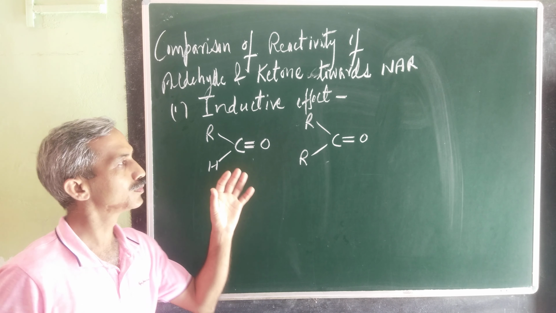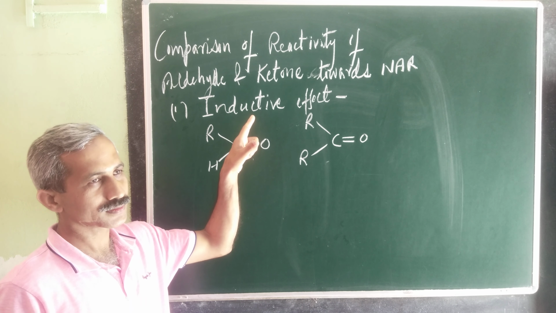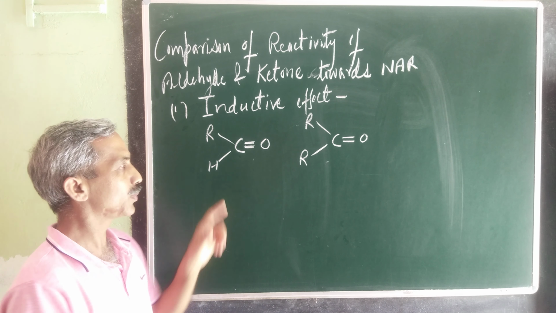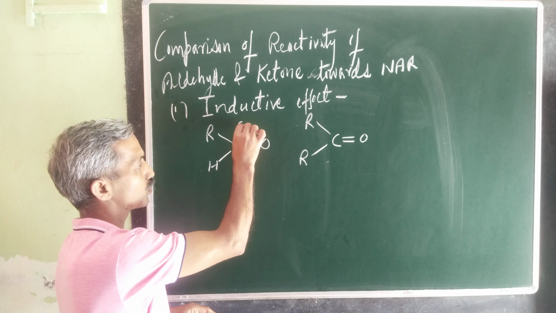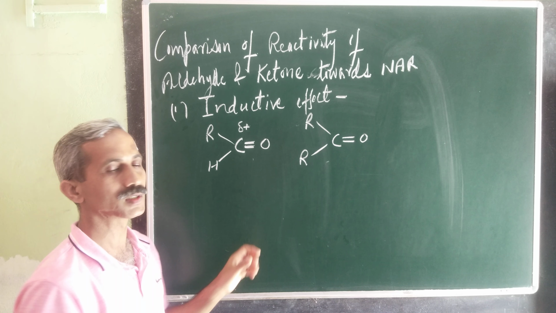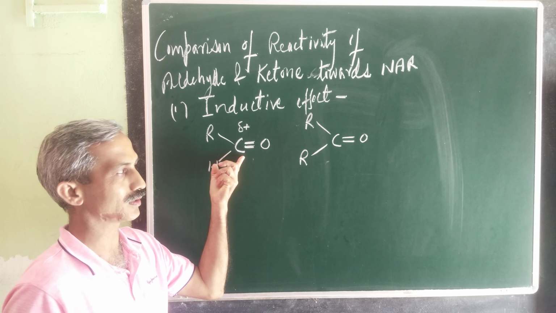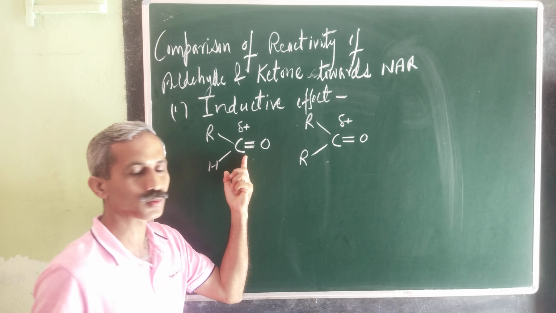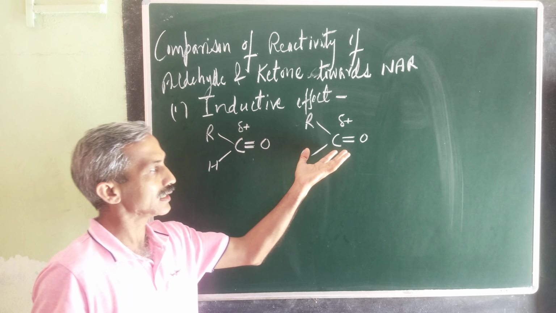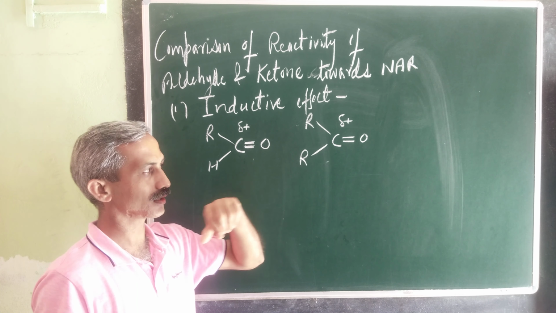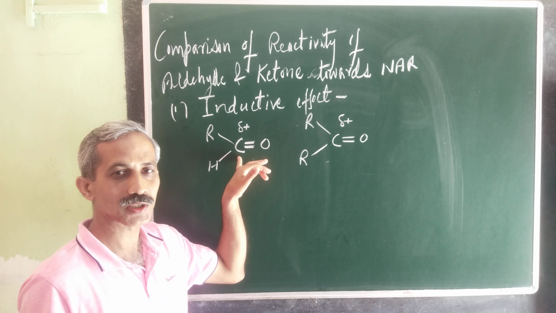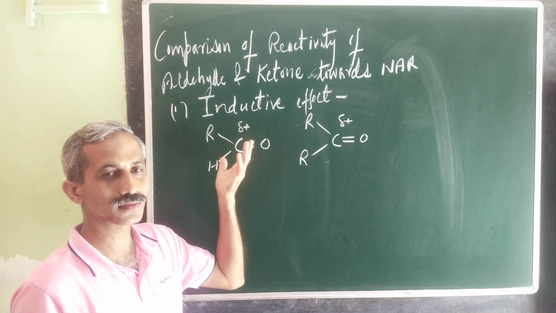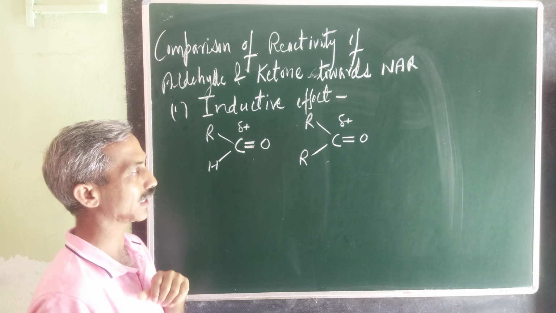We know the chances of the attack of nucleophile on carbonyl carbon depends upon the partial positive charge present on carbonyl carbon, and the magnitude of partial positive charge on this carbonyl carbon will decide the reactivity order. Greater the partial positive charge on carbonyl carbon, greater will be the chances of attack of nucleophile.